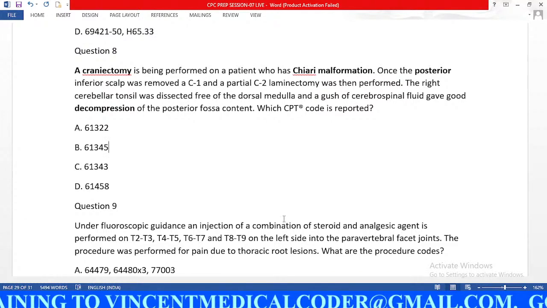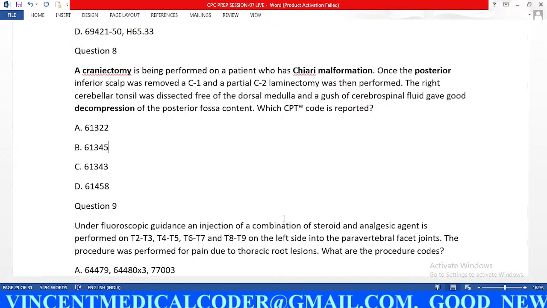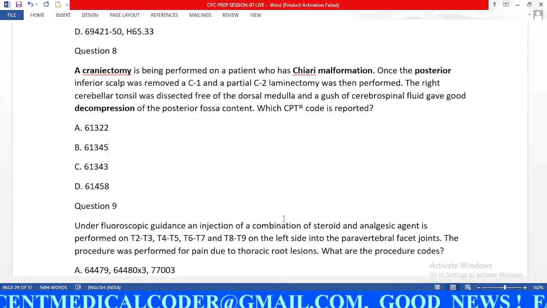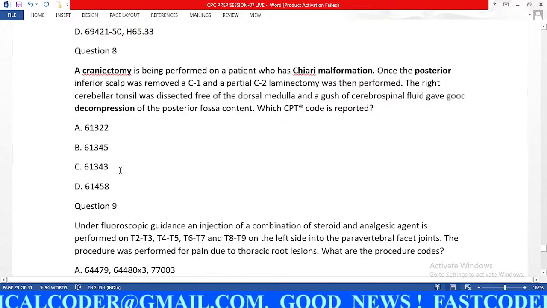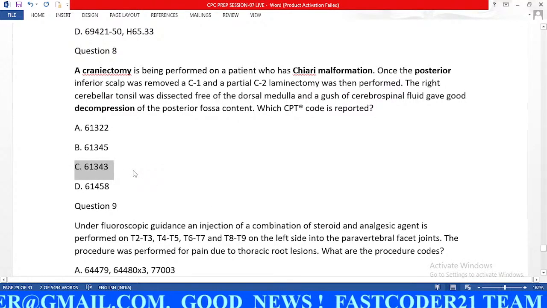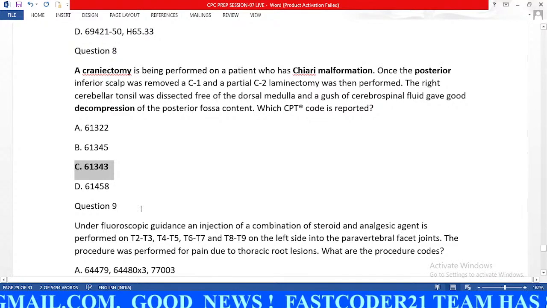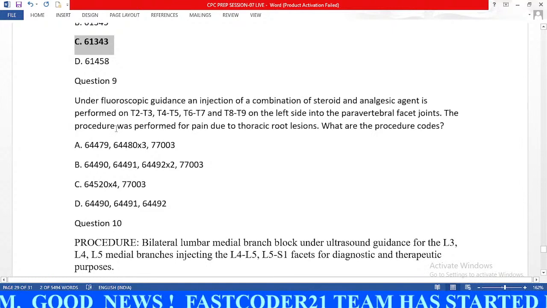For example, if the patient has trigger finger, we have a direct trigger finger diagnosis code in the CPT book. You can directly code trigger finger using the CPT diagnosis. So after discussion, our answer is 61343. So what is next? Question number 9.